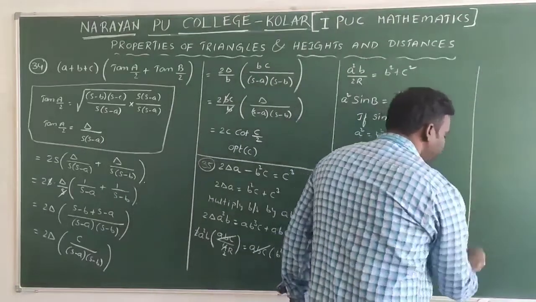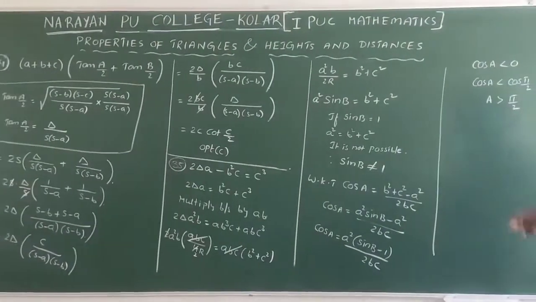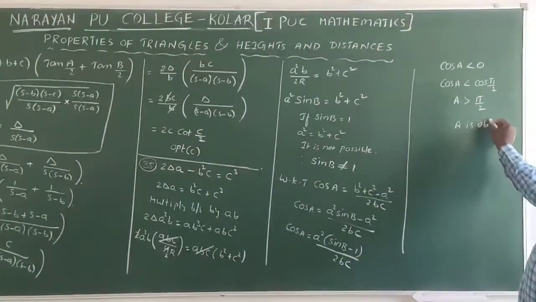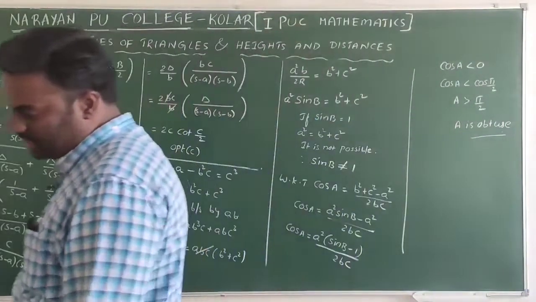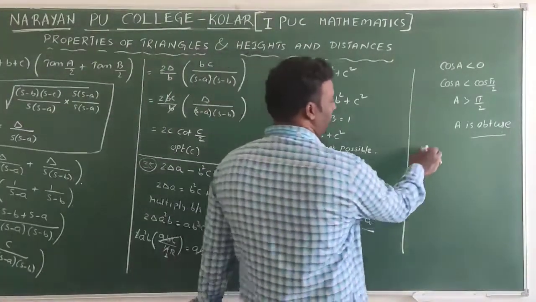Therefore, cos A is less than 0. So I can write cos A is less than cos 90. So the inequality will change: A is greater than pi by 2. If more than pi by 2, that is which angle? Then A is an obtuse angle. So the final answer, A is an obtuse angle, that is nothing but option B is the correct answer.